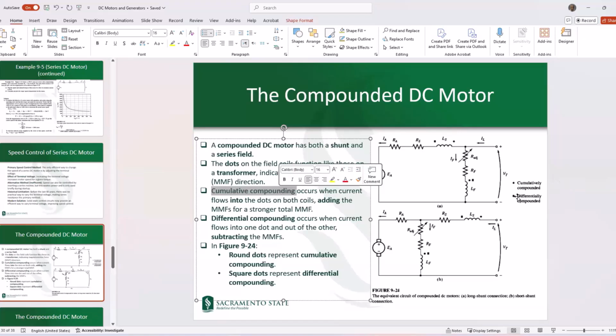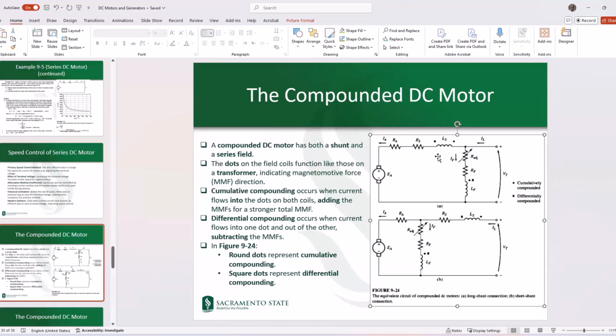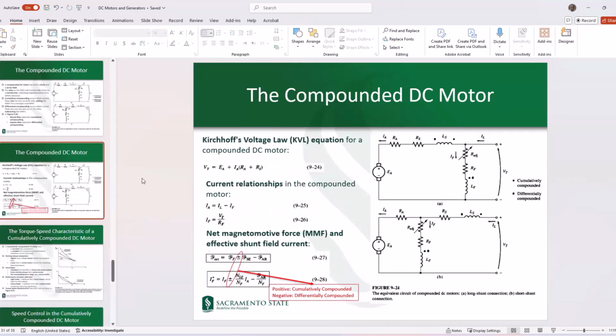However, if you look at the square dots, you can see that the current of this LS is coming out of the series circuit, and for LF, it is going in. So this means that their effects would be subtracted from each other. So that's called the differentially compounded motor. So in figure 9.24, round dots represent the cumulative compounding, and square dots represent the differential compounding. Hope this makes sense.